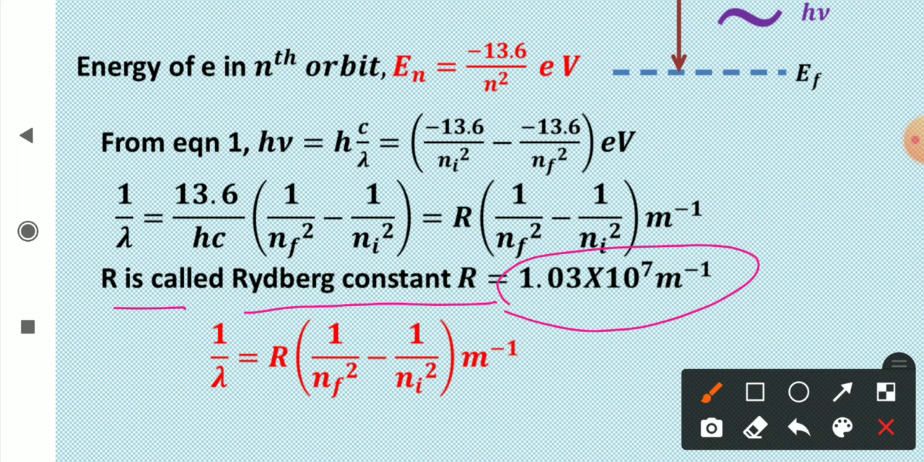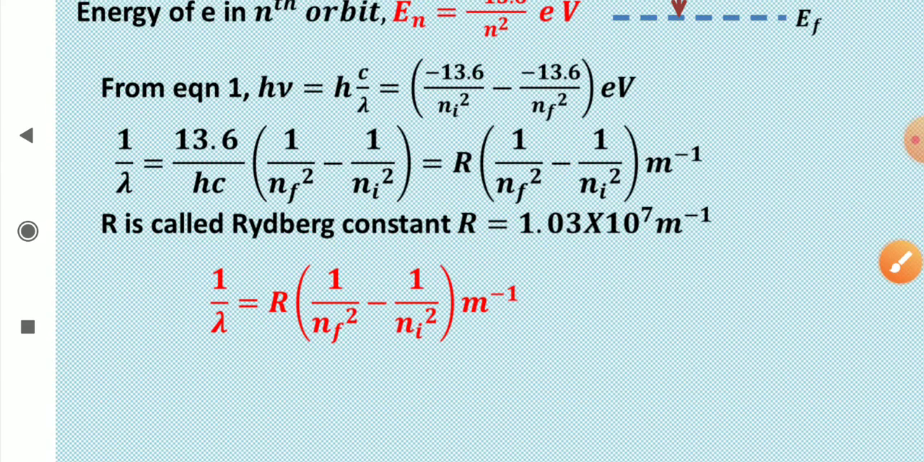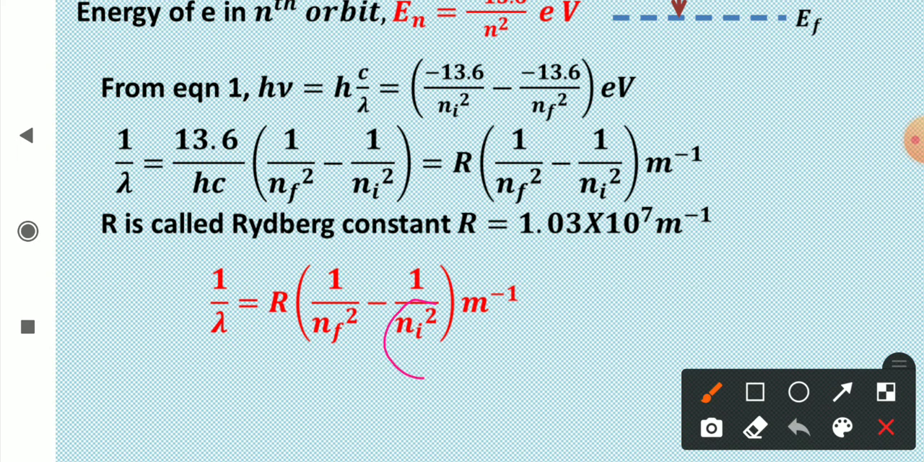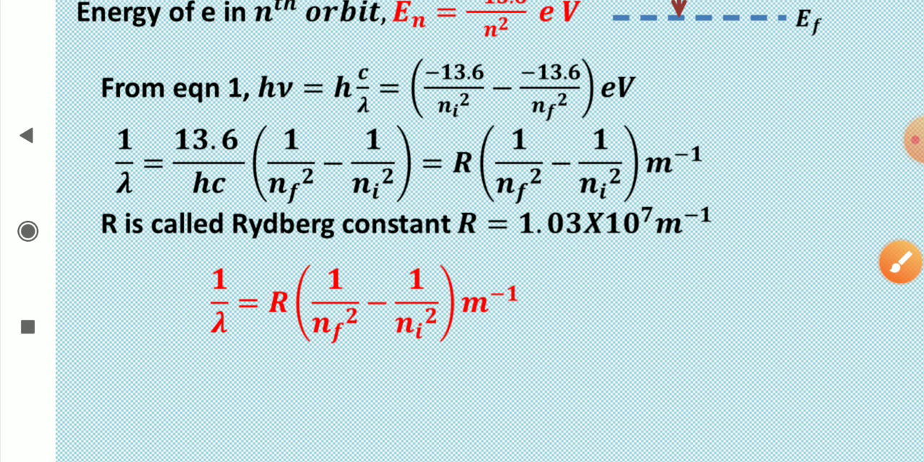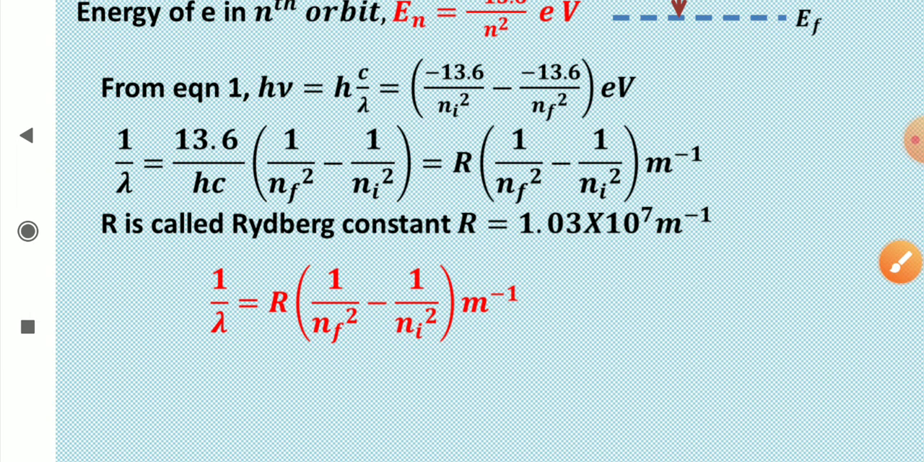And this R is Rydberg constant. Its value is nearly 1.03 into 10 to the power 7 per meter. So we get a relation for wavelength emitted when electron transitions from higher energy level to lower energy level in a hydrogen atom as 1 upon lambda is equal to R into 1 upon nf square minus 1 upon ni square per meter. Now, based on this final orbit, we have different series of these transition lines or radiations.